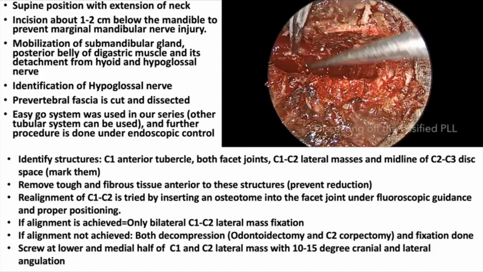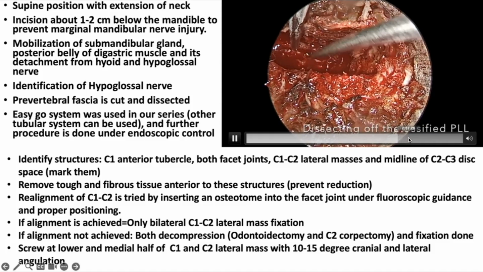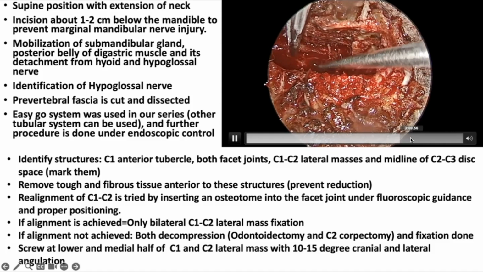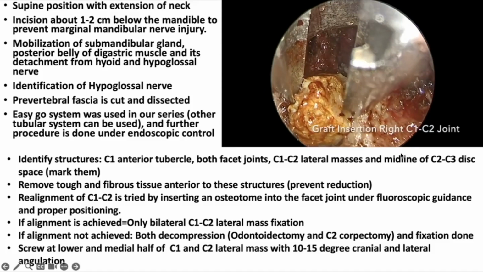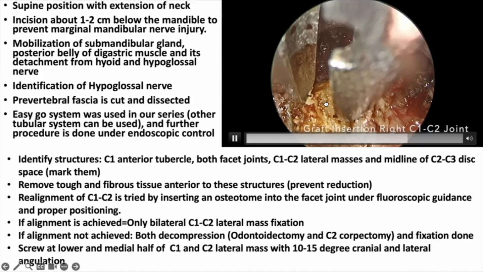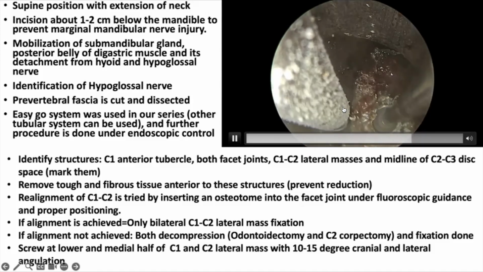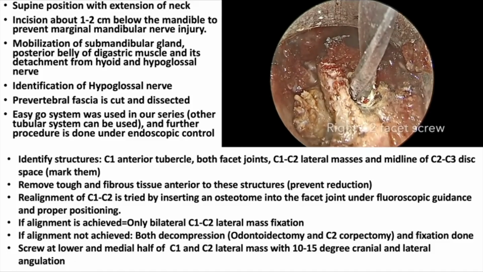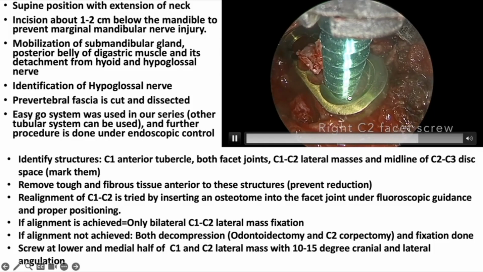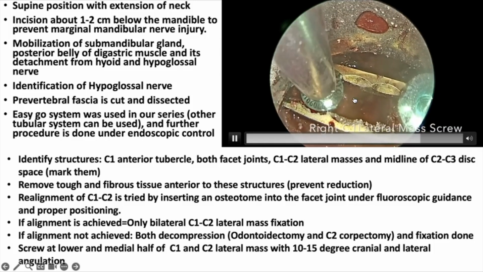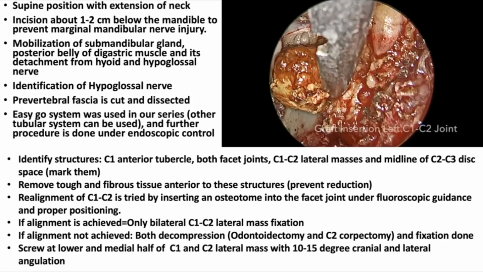Complete decompression until you find good dural pulsations. Sometimes you might have to remove the ligaments anterior to the thecal sac. This is the graft which has been put in on the right side of the facet joint, and then the screw is placed at the C2 lateral mass and then at the C1 lateral mass.